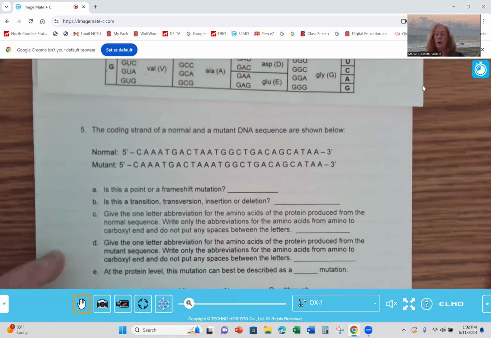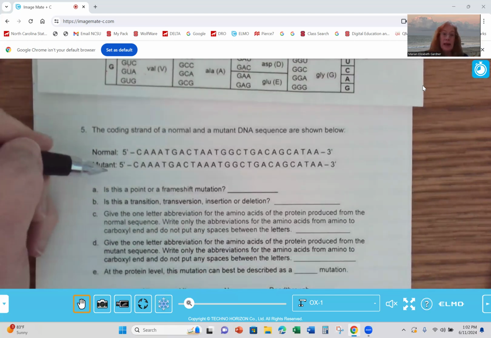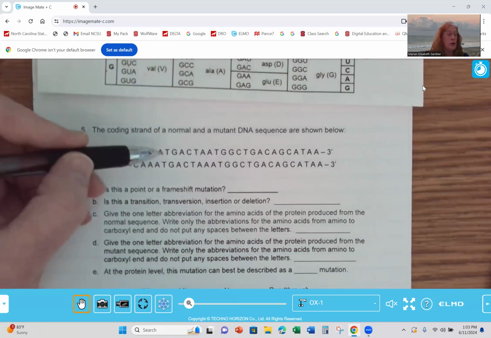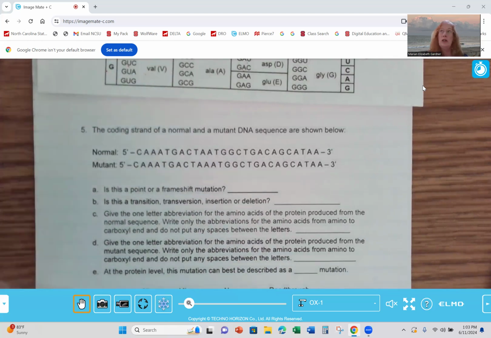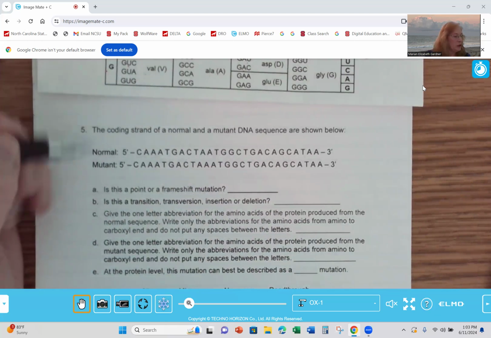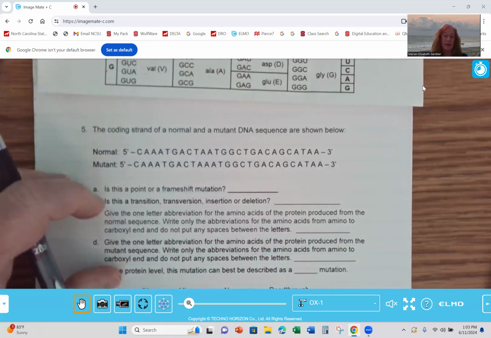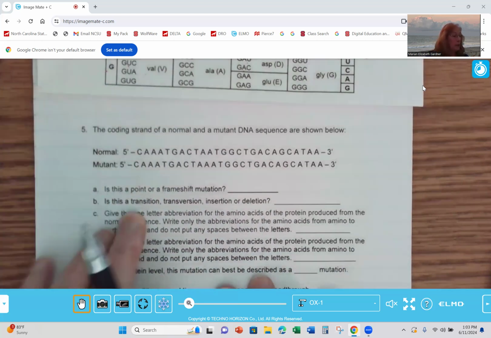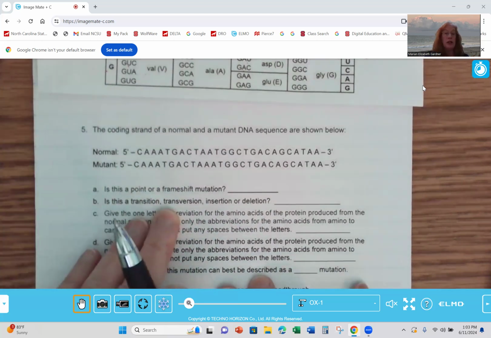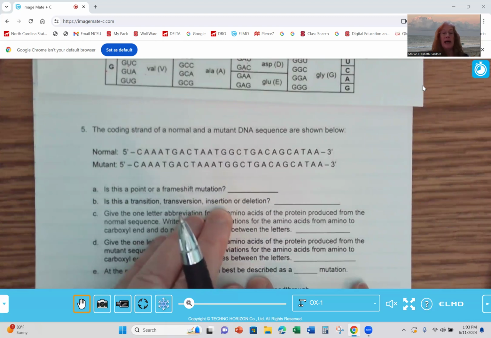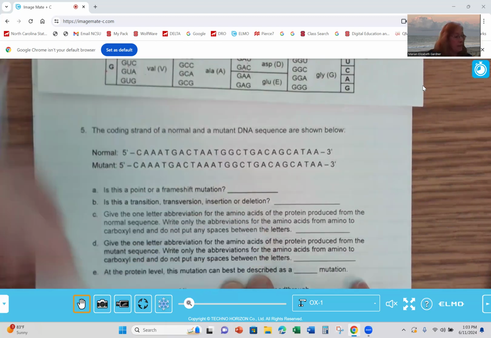Here we've got the coding strand of a normal and mutant are given. So again, coding strand of DNA, so you can mentally change T's to U's to make it read like messenger RNA. We want to decide if it is a point or a frame shift, and then if it's a point, we'll talk about transition or transversion. If it's a frame shift, we'll talk about is it an insertion or a deletion.